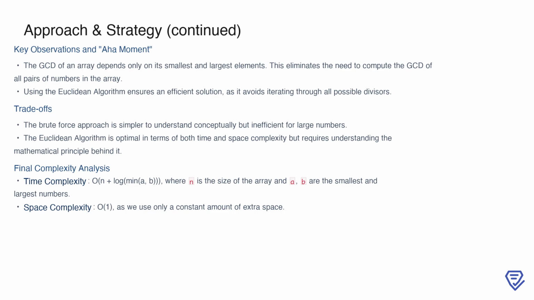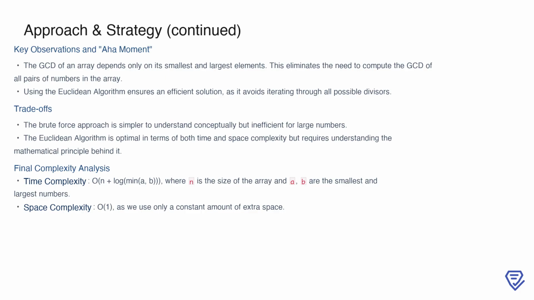This insight eliminates the need to compute the GCD of all possible pairs of numbers in the array, significantly reducing computational complexity. By leveraging the Euclidean algorithm, we further ensure that the solution is efficient, as it avoids the inefficiencies of iterating through all possible divisors.